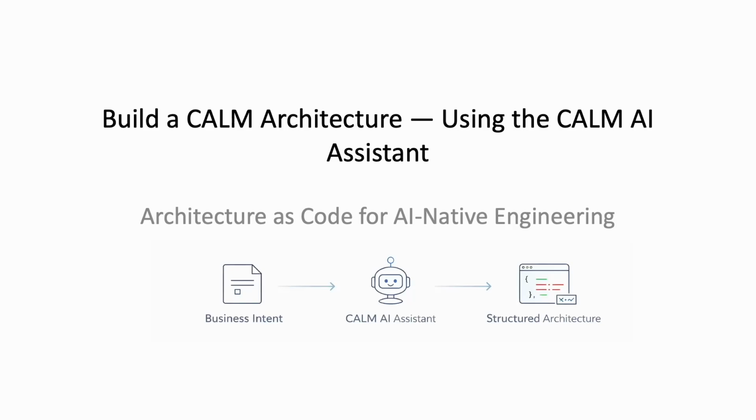In this video, we're going to build an application architecture, not by drawing diagrams, but by collaborating with an AI assistant that understands architecture as code. We'll walk through the Build a CALM Architecture tutorial from FINOS, focusing specifically on the CALM AI assistant, a tool that transforms business intent into a structured machine-readable architecture definition. If you're exploring AI native engineering, agentic workflows, or specification-driven development, this approach is something you'll want to understand.